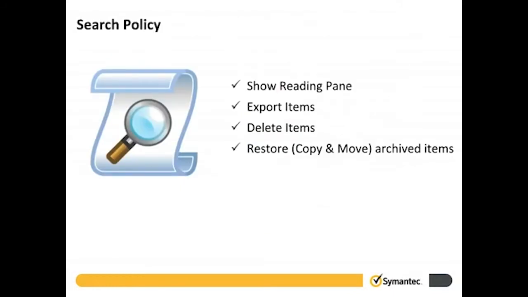A search policy defines the range of Enterprise Vault search facilities to make available to users. Enterprise Vault Search Policy allows administrators to define reading pane on-off settings, export items to different file types such as NSF, zip, PST, etc., delete archived items, copy and move archived items. This is possible only if the content source supports restore operations.